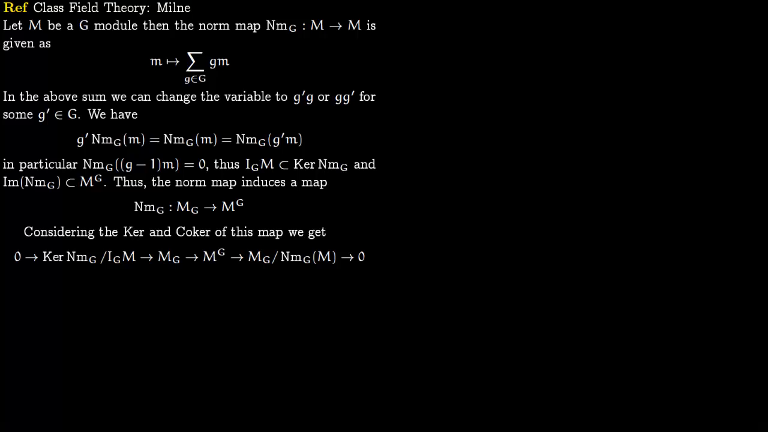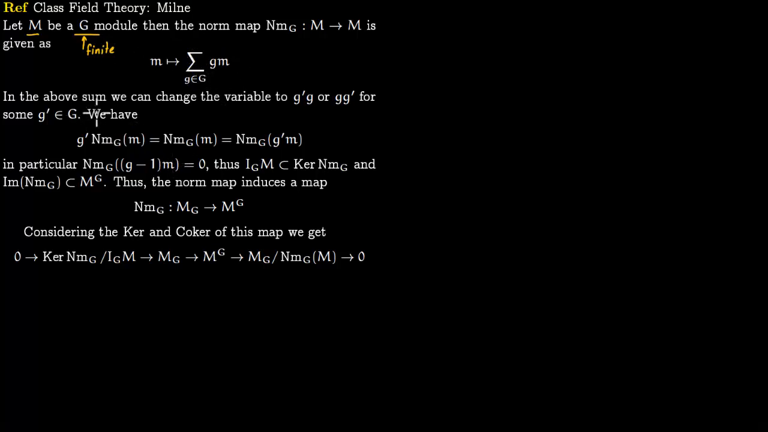In this lecture, we talk about Tate groups. So we start with M, a G module, and then we have a norm map, which is defined like this. Here this group G is finite, so this sum actually makes sense.